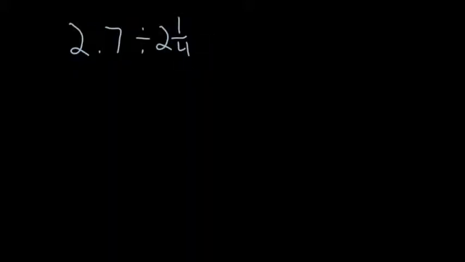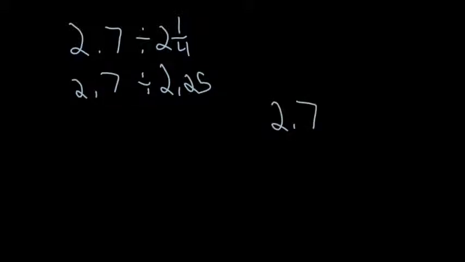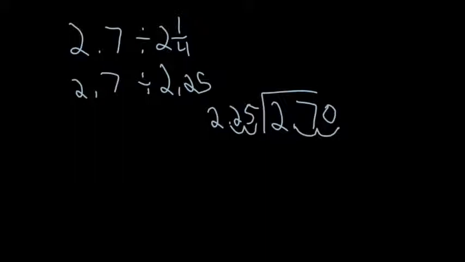Alright, so let's look at one with decimals. So 2 and 7/10 divided by 2 1/4. It's easy to convert 2 1/4 to a decimal. Think of money, 1/4 of a dollar is 25 cents, so that would be 25 hundredths. So I have 2 and 7/10 divided by 2 and 25 hundredths. Remember, you have to make that outside number into a whole number, so I'm going to move that decimal twice. Do the same thing on the inside and add my 0 placeholder.